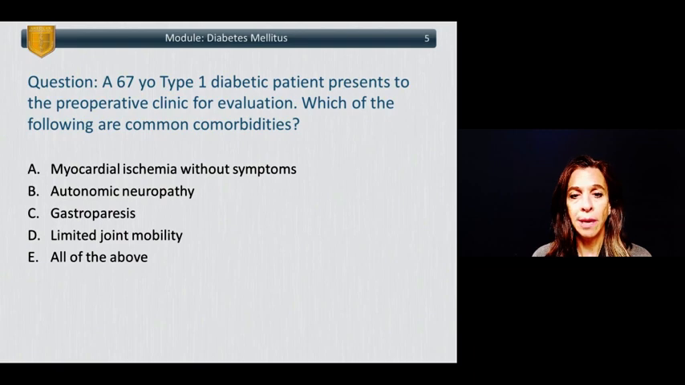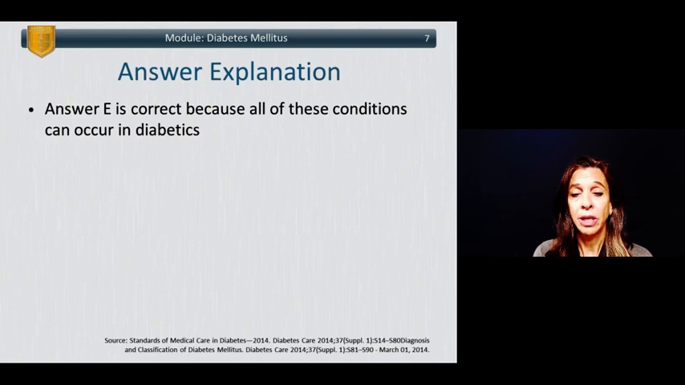A 67-year-old type 1 diabetic presents to the preoperative clinic for evaluation. Which of the following are common comorbidities? A, myocardial ischemia without symptoms. B, autonomic neuropathy. C, gastroparesis. D, limited joint mobility. Or E, all of the above. And all of the above is the correct answer because all of these conditions can occur in diabetics.